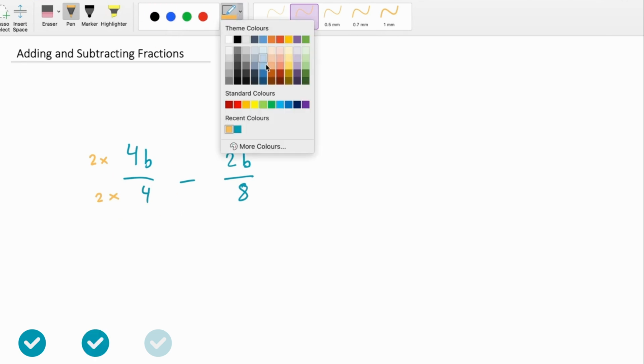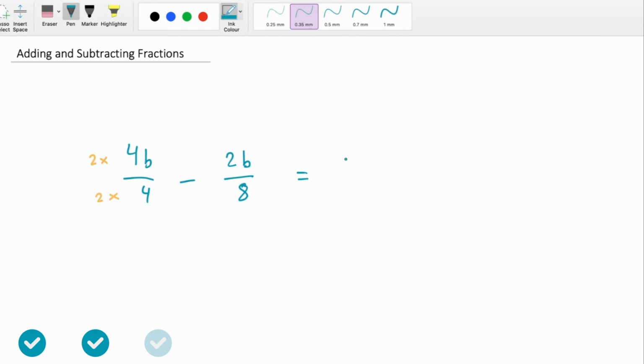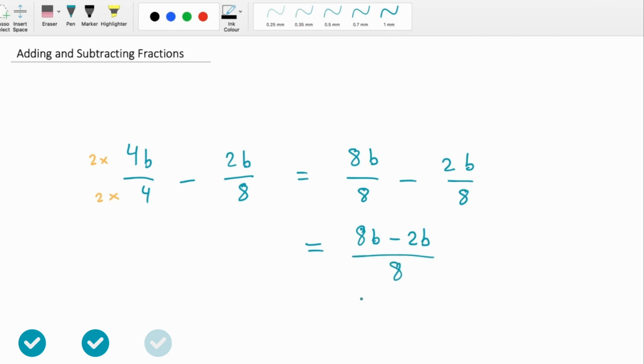Let's rewrite that. We get 8b over 8 minus 2b over 8. Now from here, all we need to do is merge it under a common denominator. So for example, that will look like 8b minus 2b all over 8. And then we go ahead and simplify. 8b minus 2b, that equals 6b over 8.